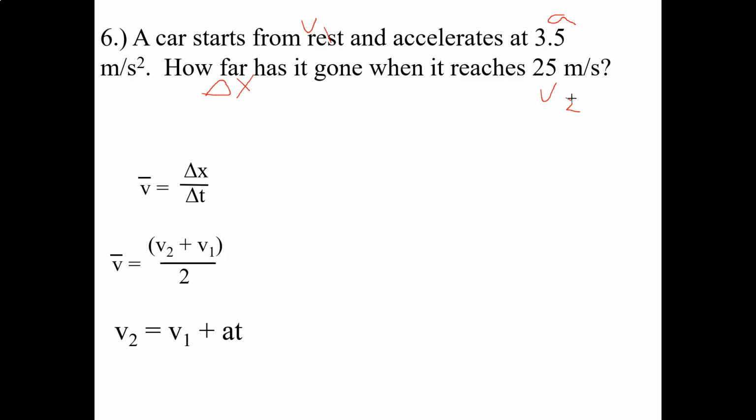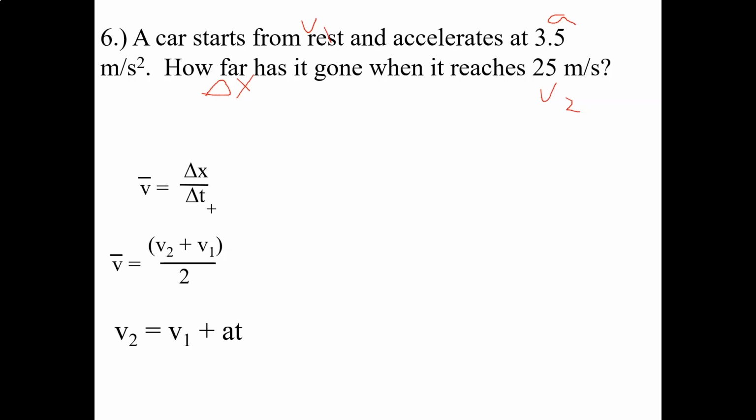So we've got v2. Okay, so let's see. I want to figure out how far it's gone, which means I need this equation here. I need to use v bar equals delta x over t. In order to figure that out, I need to know v bar, and I need to know time.